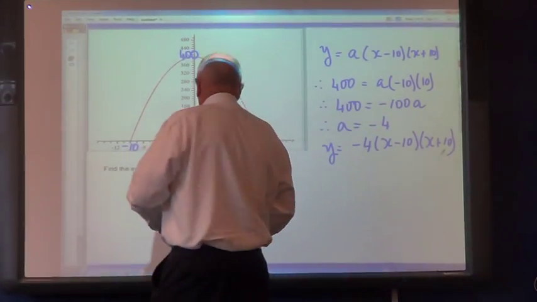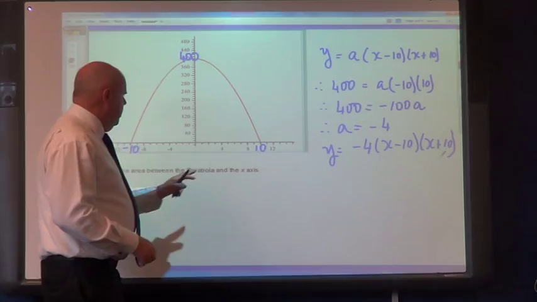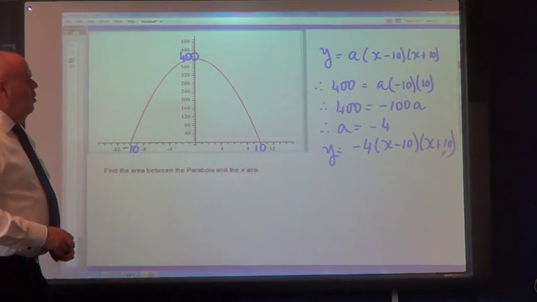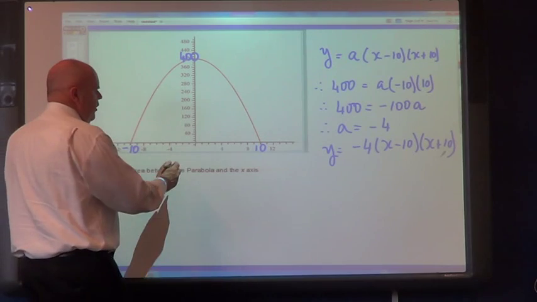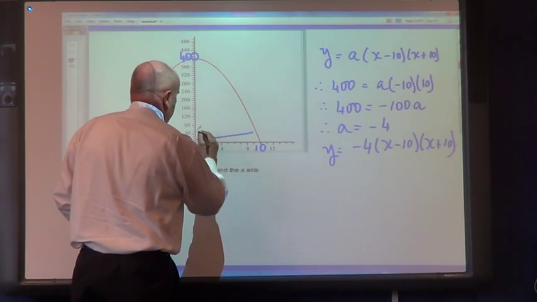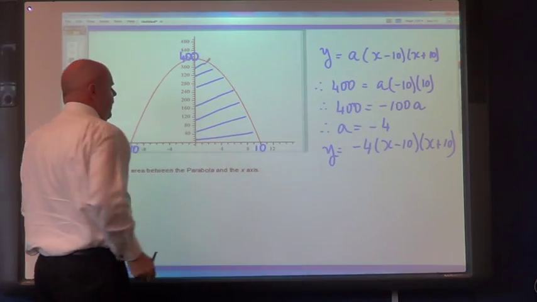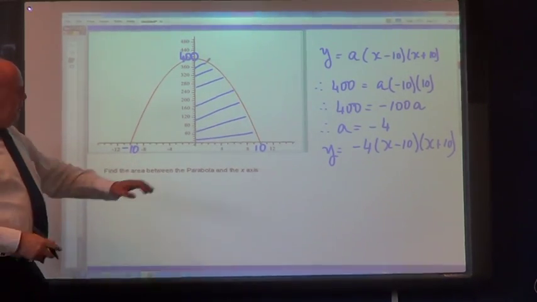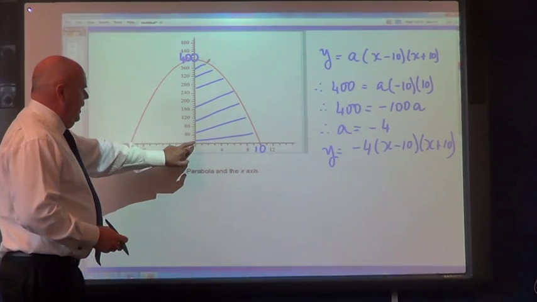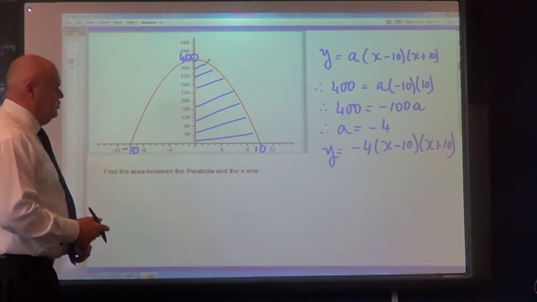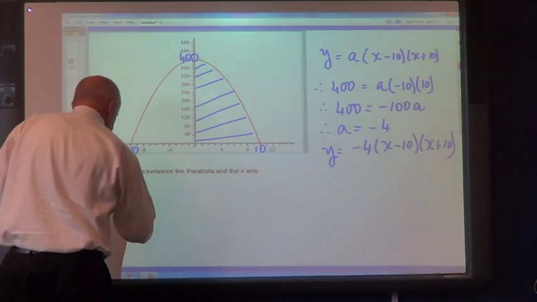Now the rest is straightforward. We need to evaluate a definite integral between 10 and negative 10. Or do we? In fact we don't. What we're going to do, fellas, to find the area is evaluate the area of this part, the right-hand part of the parabola, and times our answer by 2. That'll make things easier because we'll have limits of 10 and 0. 0 is very nice to substitute into our integral.